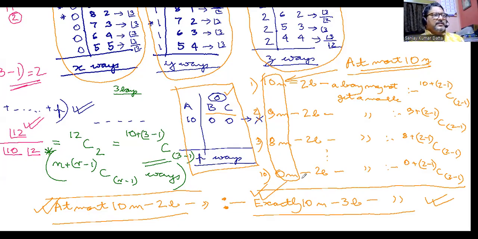At most 10 marbles among 2 boys. The criteria is the same: a boy may not get a marble. It will always be equal in value to that of exactly 10 marbles among 3 boys. The criteria is the same. A boy may not get a marble. Yes or no?